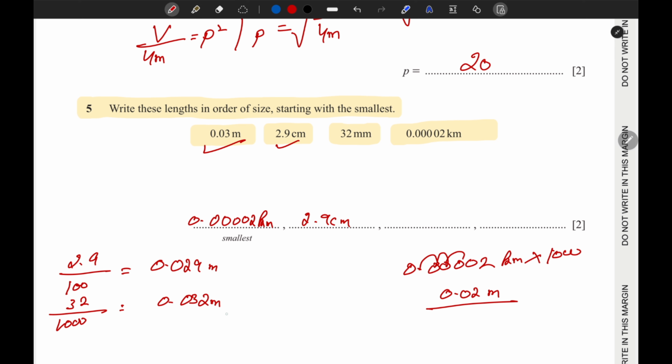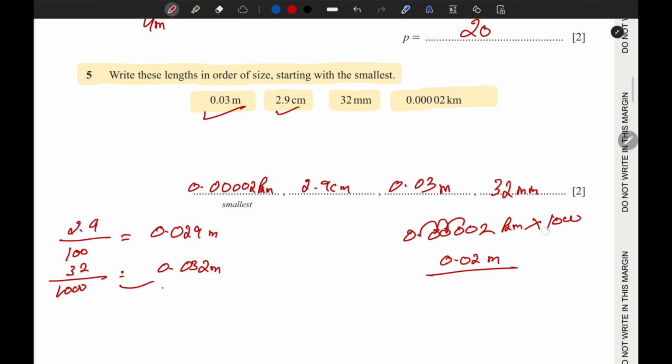Then this 0.032 meter, which is 32 millimeter. And the largest is actually 0.03 meter. No, I have made a mistake. Actually, not this. This then becomes this one, 0.03 meter, and the largest is this value, 0.032 meters. But we have to write the original form. So this will be 32 millimeter.